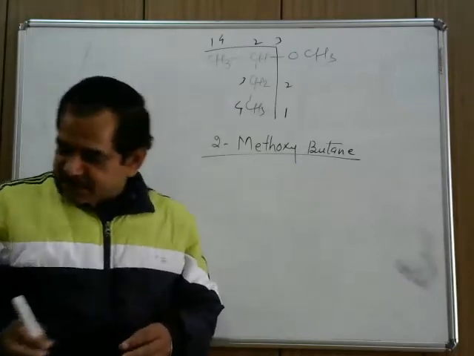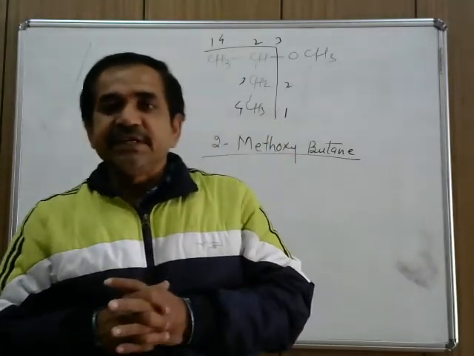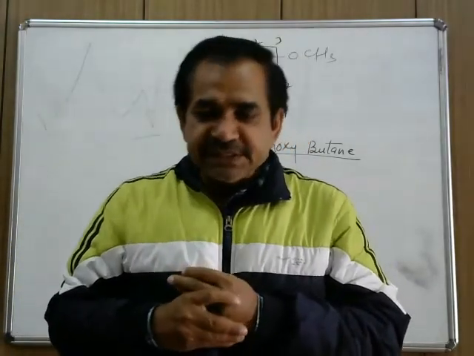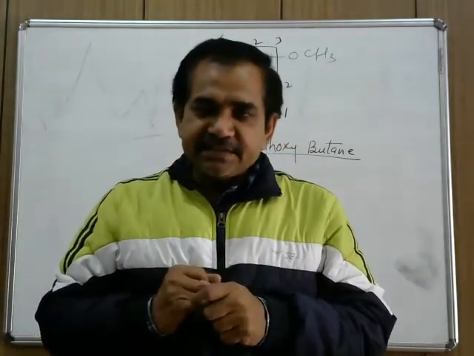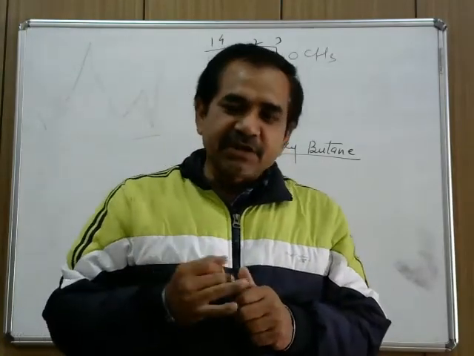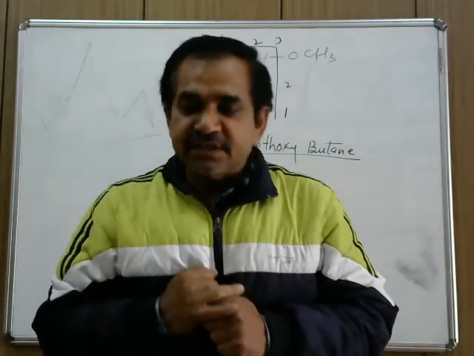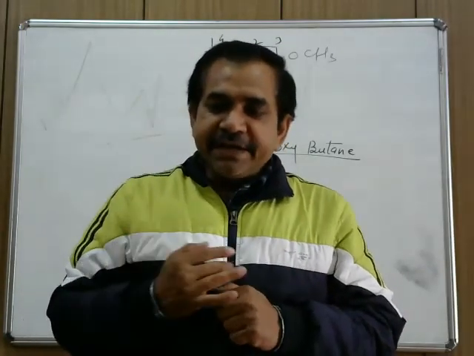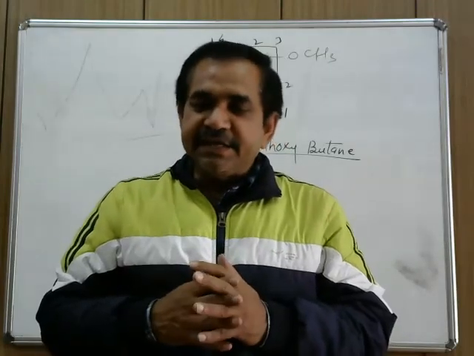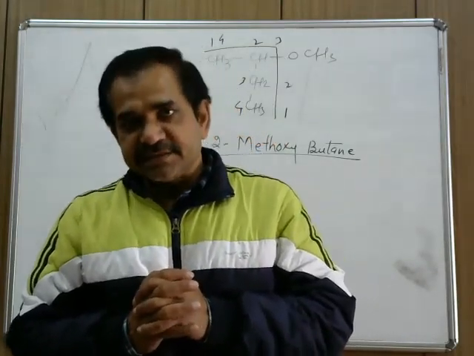So students, in this module I had taken examples of 3 different functionalities: haloalkanes, halogen derivatives, then hydroxy derivatives or alcohols, then alkoxy derivatives or ethers. Now in our next module we will discuss the naming of aldehydes, ketones, carboxylic acids and amines. Thank you.